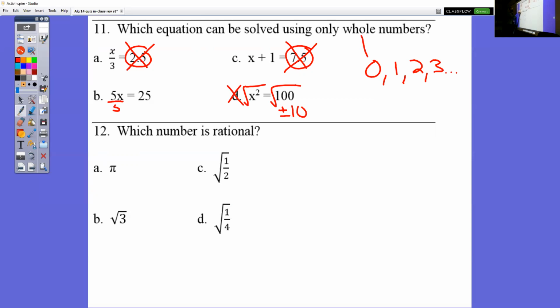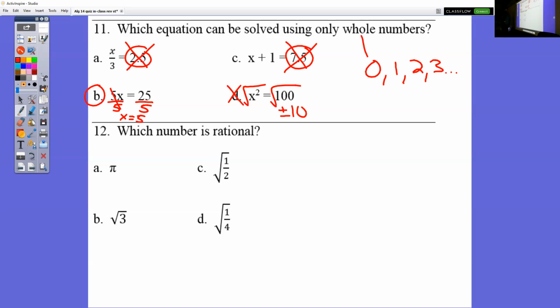When you go to solve this one-step equation here, we would divide by 5, divide by 5. 25 divided by 5 is 5. So the only numbers that we have here are 5, 5, and 25. All of those are whole numbers. Therefore, that would be your correct answer.